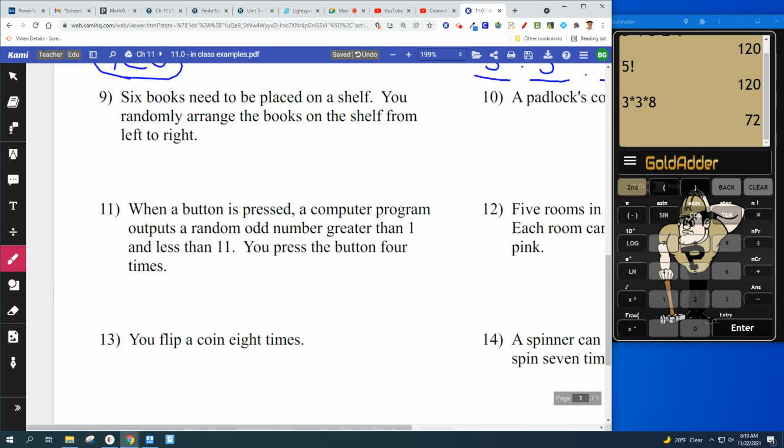6 books need to be placed on a shelf. You randomly arrange the books on the shelf from left to right. Well, this is the same question we just saw, right? This is going to be what? Right, 6 factorial. Or 6 times 5 times 4 times 3 times 2 times 1.